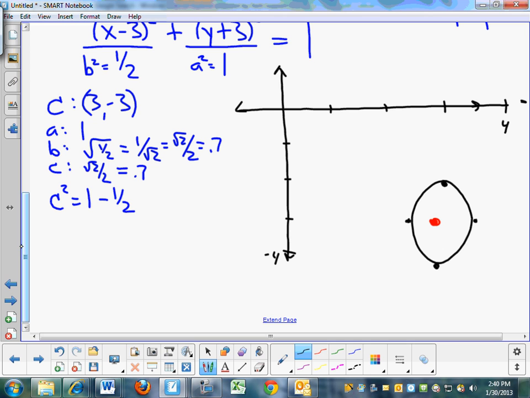All right. We got the center is (3, -3). We need the vertices. We need the major axis. We need the minor axis. We also need the foci. And we need the eccentricity value. The vertices are the ends where it's stretched the most. So what are the coordinates of the vertices?